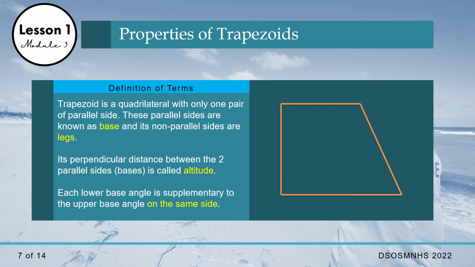Asa na makita ang on the same side, altitude, base, and legs? Okay, there you go. So the upper base and the lower base, ang horizontal nga sides sa trapezoid are the only pair of parallel sides, while the left side and the right side are not parallel.